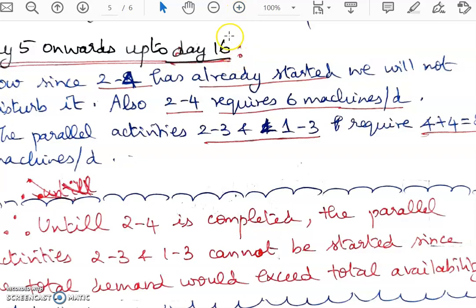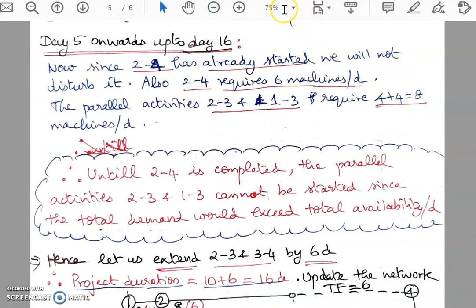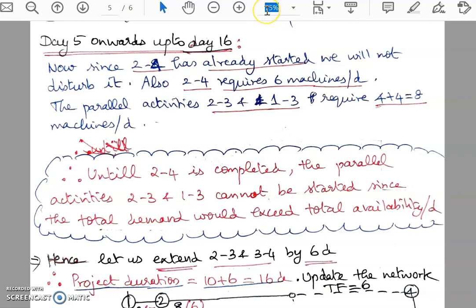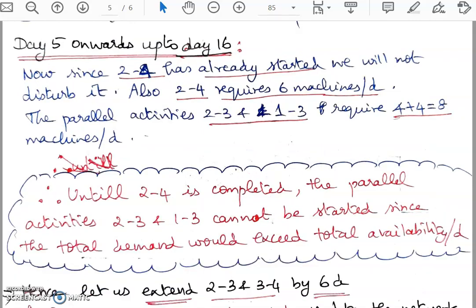So this is for day 5 onwards. For day 5 onwards up to day 16, I do not know right now, but after drawing the updated network, I will be able to find out up to how many days this extension is possible. So from day 5 onwards, I'm going to do these things.